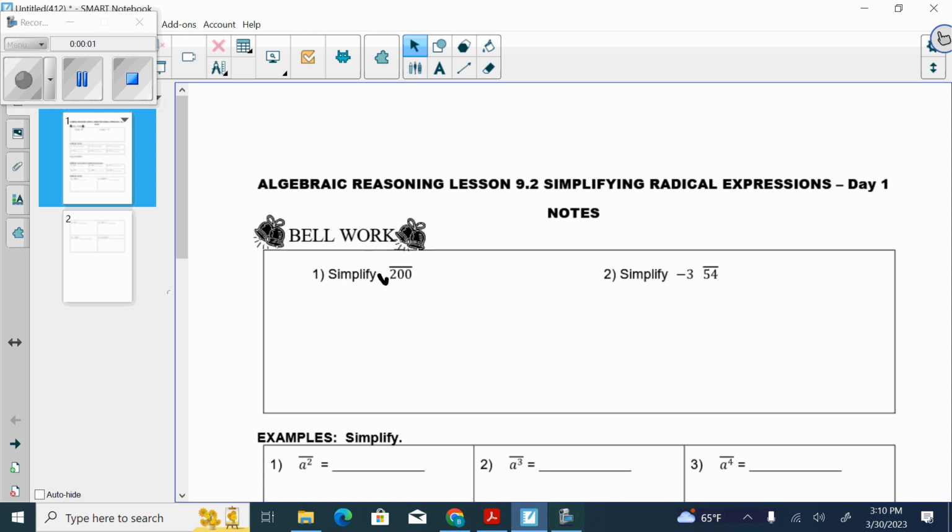They ask you to simplify the square root of 200. Remember, the first thing we do is think to ourselves, does it have a perfect square root? Is there a perfect square root of 200? No. So what do we have to do? We got to find it. We got to break it down.